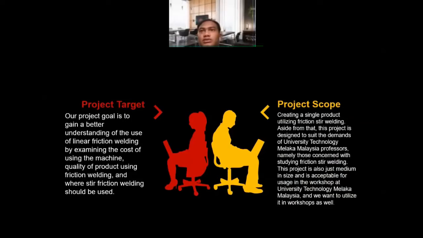We're going to go through the project scope, that is creating a single product utilizing friction stir welding. Aside from that, this project is designed to suit the demand of UTEM, namely being concerned with studying friction stir welding. This project is also just medium in size and is acceptable for usage in the workshop at UTEM, and we want to utilize it in workshops as well.